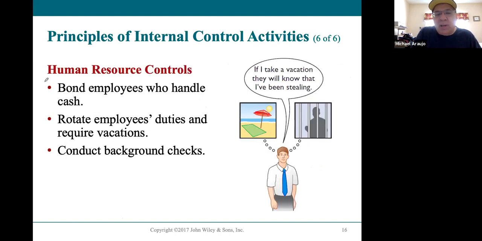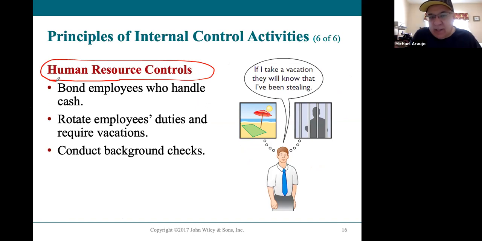And the last one that's listed here is something called human resource controls. It's interesting that we're looking at all different types of things that revolve around this very important topic, which is in accounting, but actually affects everybody in the company, employees and management alike. Okay, internal control activities will affect you regardless. So the first thing that you have to understand is when you get a job where you're handling assets like cash, you will need to be bonded. Does anyone know what that means?